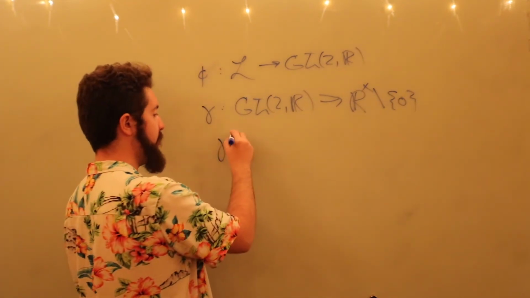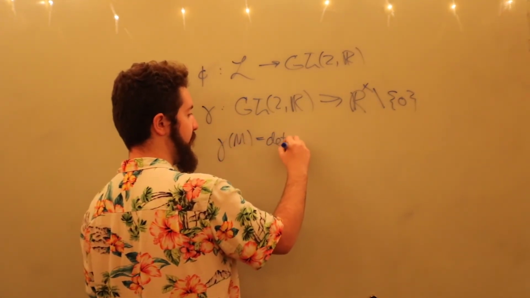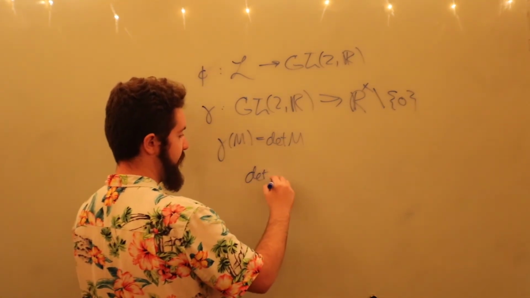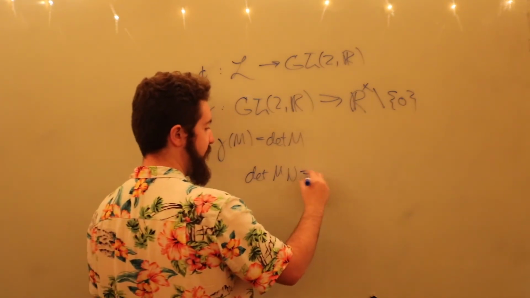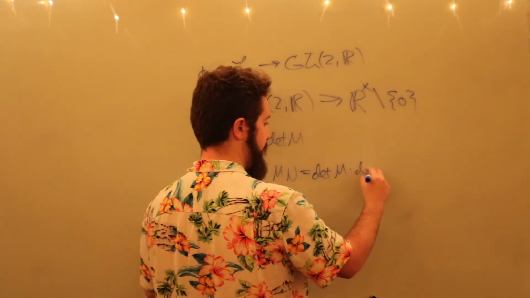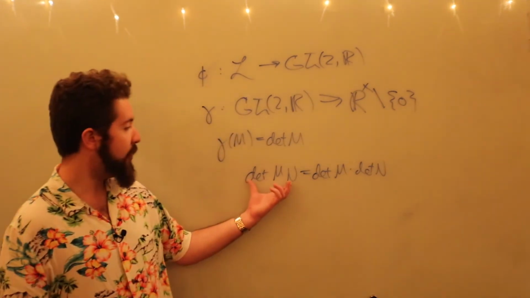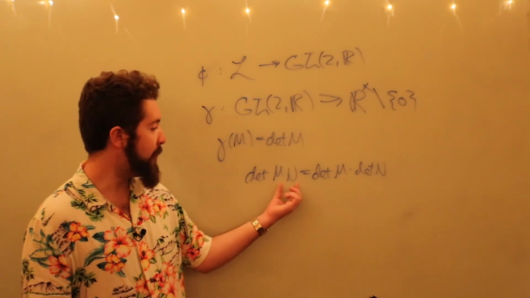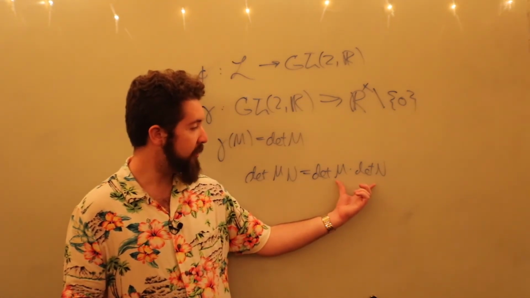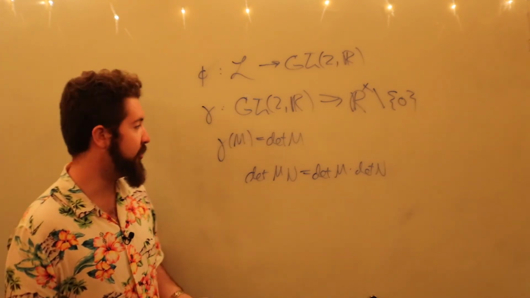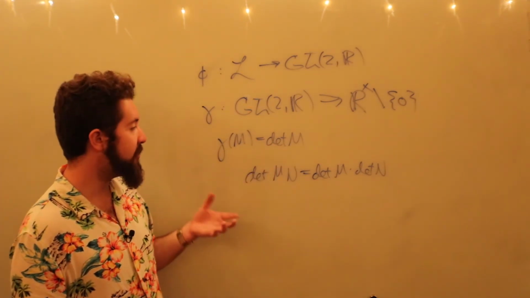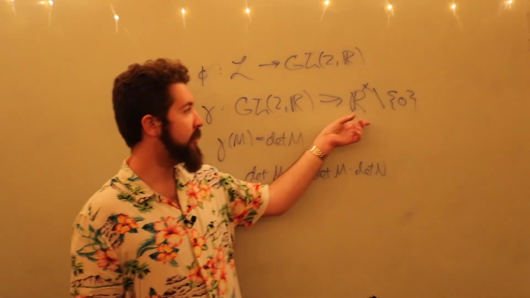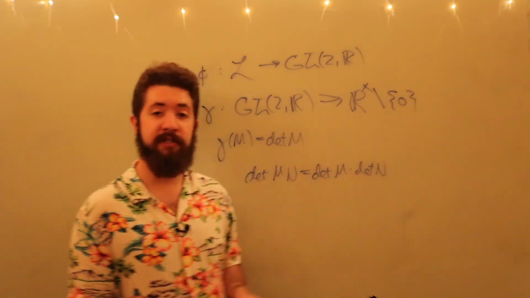Consider the map gamma of M is equal to the determinant of M. Well, precisely because the determinant of a product MN is equal to the determinant of M times the determinant of N, we have that the determinant is operation preserving. Matrix multiplication corresponds to just normal multiplication here, so that it is operation preserving and hence a homomorphism from the general linear group to the multiplicative real numbers without zero.